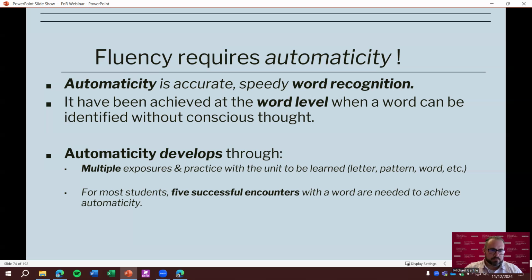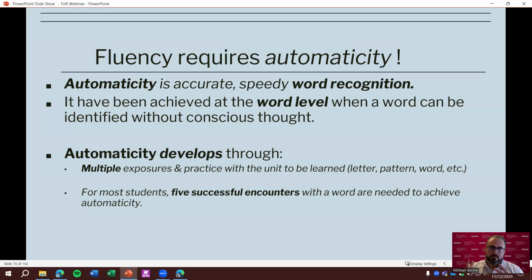Okay, so how do you develop automaticity? It's going to be two things. You are increasing the rate, increasing the speed, or you are increasing the accuracy. So how do we develop that? Exposures and practice with the things to be learned. If you're going to work on the accuracy piece, because students are making a lot of errors, maybe they're not familiar with certain phonics patterns or phonics rules, you can explicitly teach those patterns and those rules and those sounds to make students' reading more accurate.